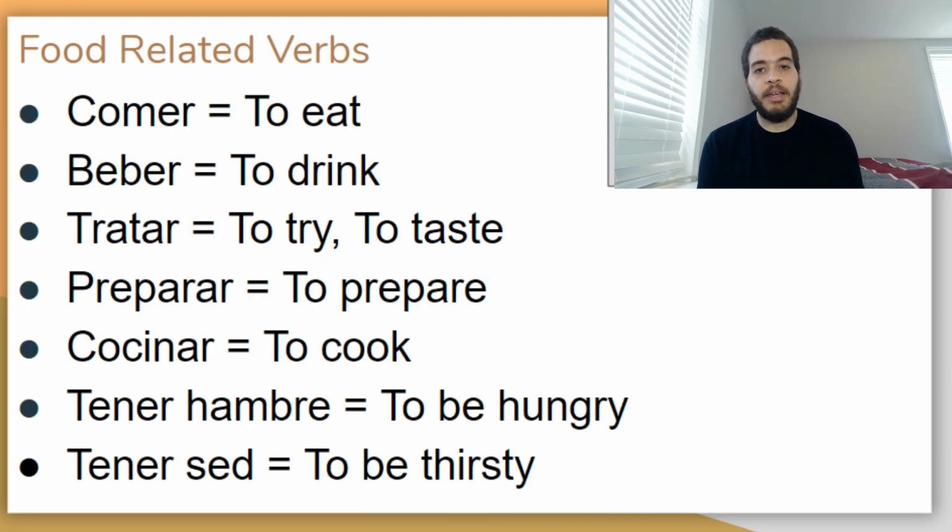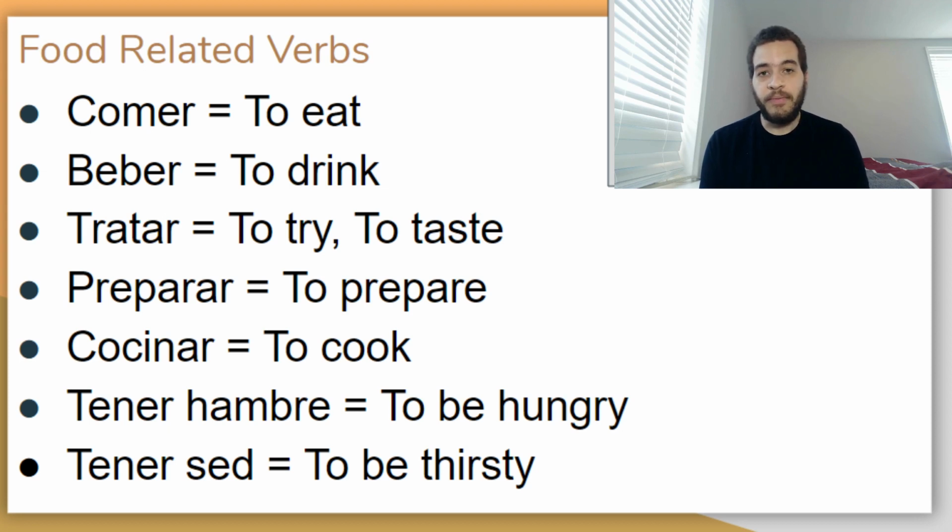Now, in addition to talking about the vocabulary of foods themselves, we're going to talk about some words that are related to eating and drinking and preparing food. So let's take a look at the list here. Comer, to eat. Beber, to drink. Tratar, to try or to taste. Preparar, to prepare. Cocinar, to cook. Tener hambre, to be hungry. And tener sed, to be thirsty.